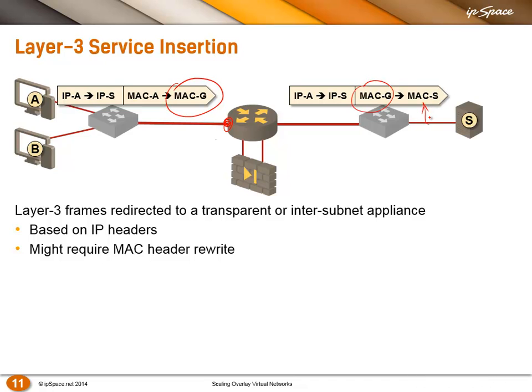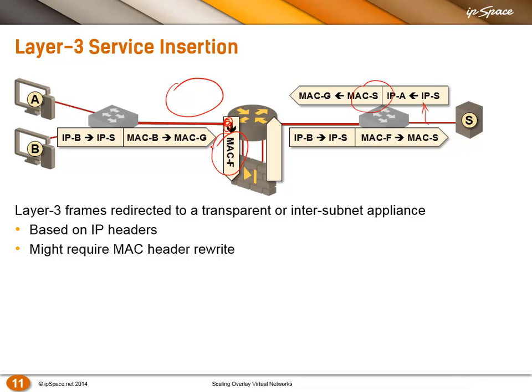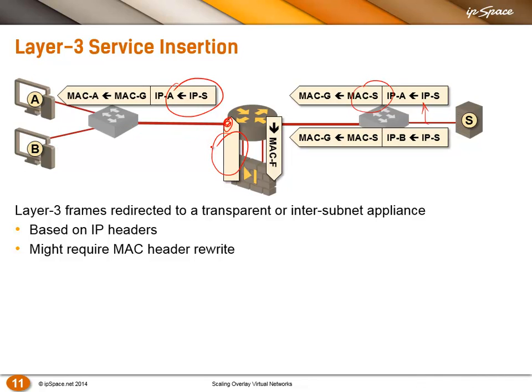So this is the traditional routing. On the other hand, as B is sending a packet to the server, the header is rewritten and is sent now to the MAC address of the firewall. And then it's sent from the firewall on the other end, in the other subnet, and to the server. Likewise, as the packets go back, this goes direct and these packets go through the firewall.